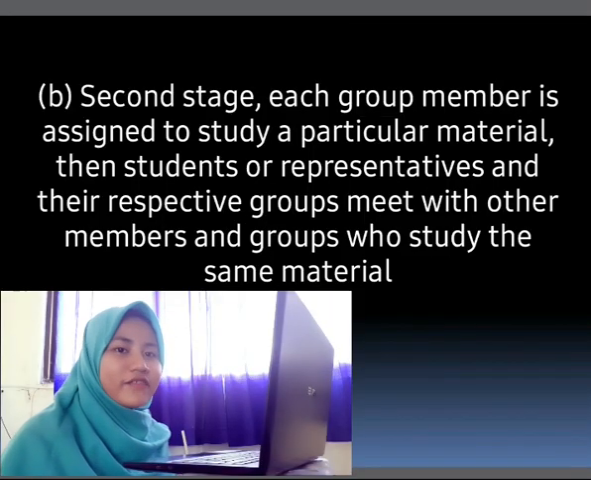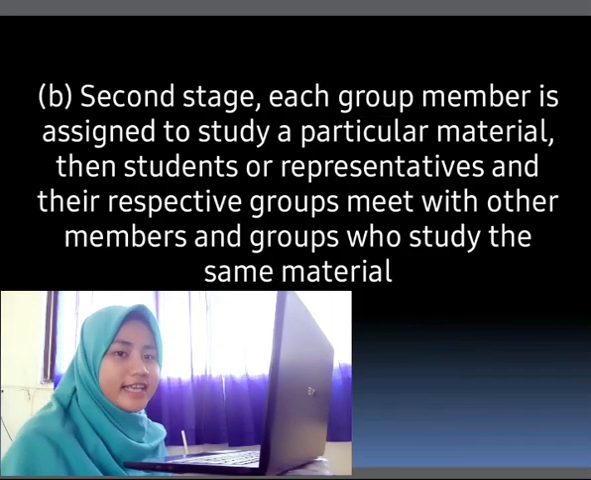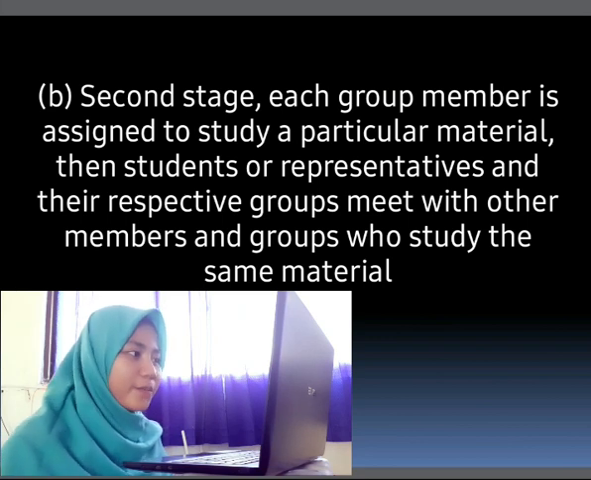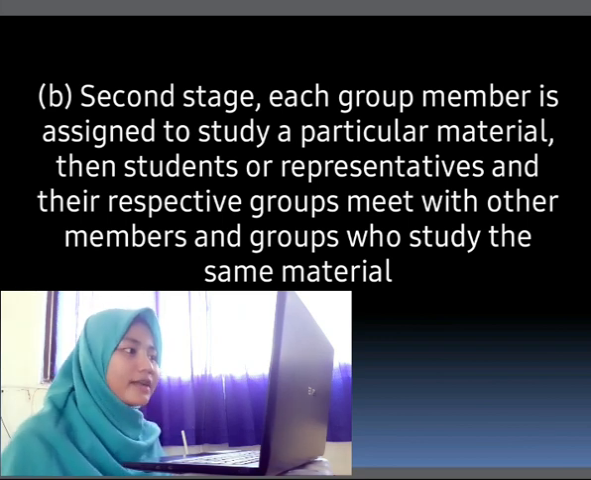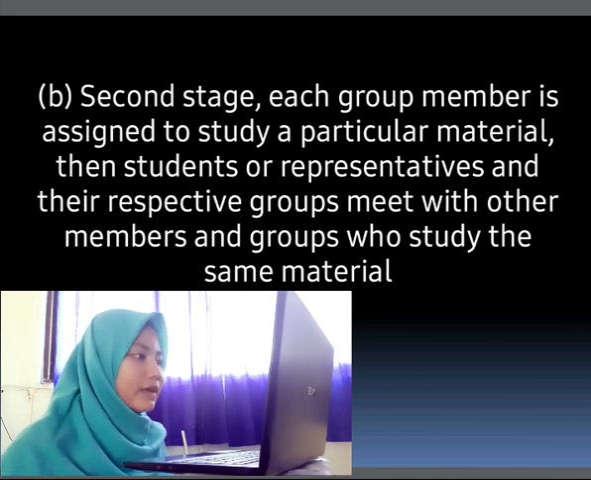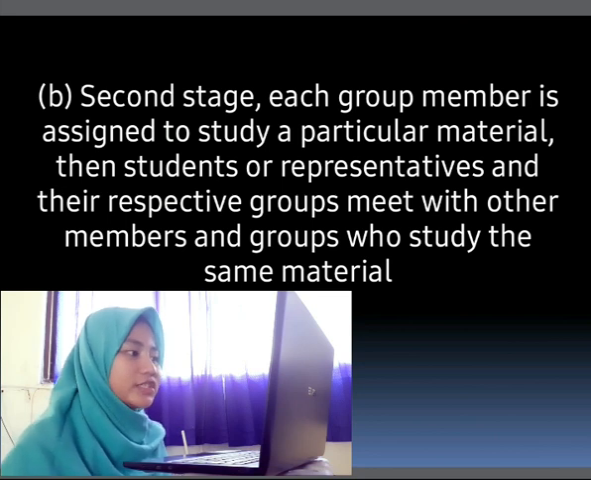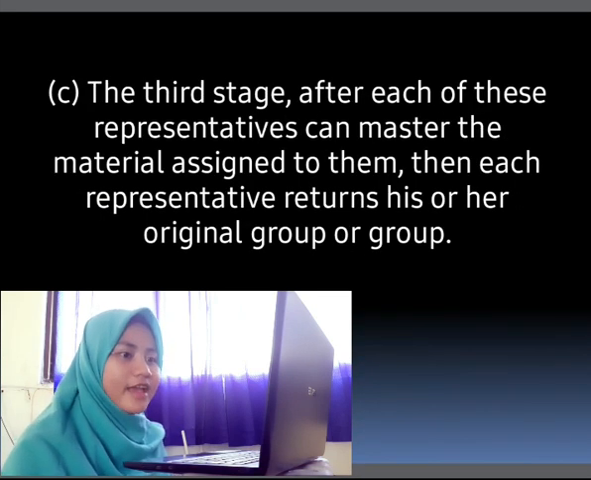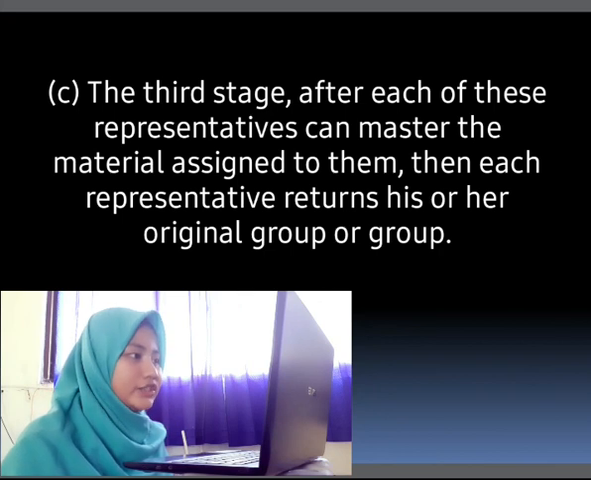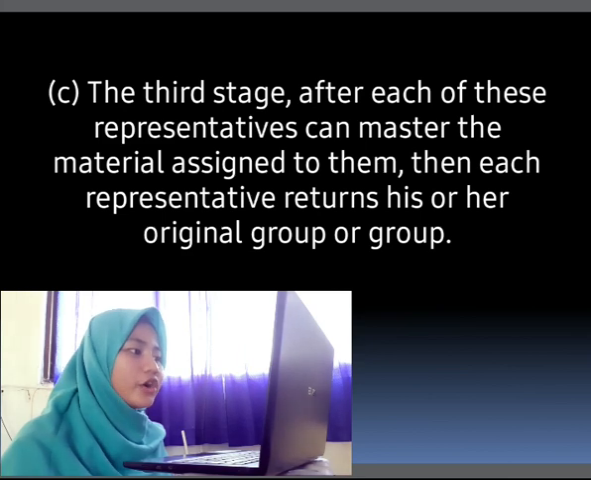Okay friends, now we will continue for the second stage. Each group member is assigned to study a particular material. Then students, or as experts stated, in their respective groups meet with other members and groups who study the same material. And for the third stage, after each of these representatives can master the material assigned to them, then each representative returns to his or her original group.